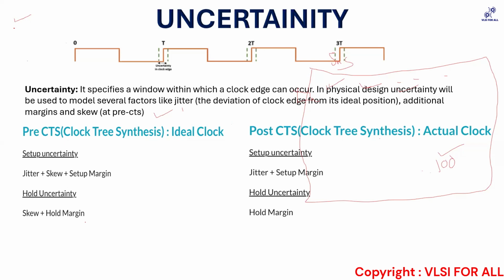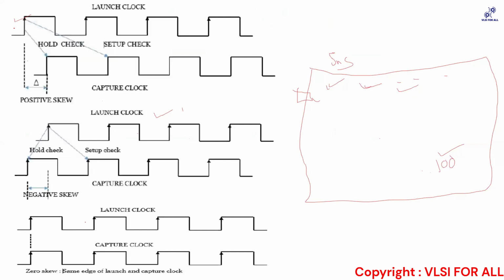But in the earlier diagram also, where I showed, for example, this diagram, if you look at it, you are always doing the setup analysis one clock cycle after your launch clock cycle, correct? So these are two different edges of the clock, right? For example, let's say this is the first edge, this is the second edge, this is the third edge. Now the setup you're performing is between two different edges.